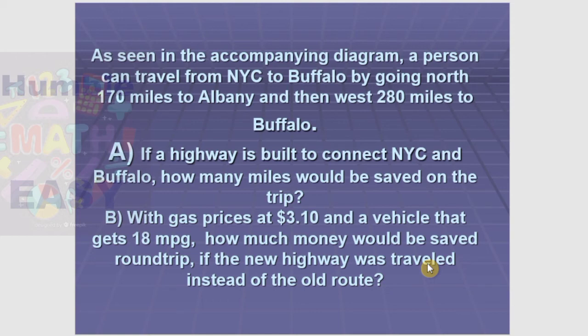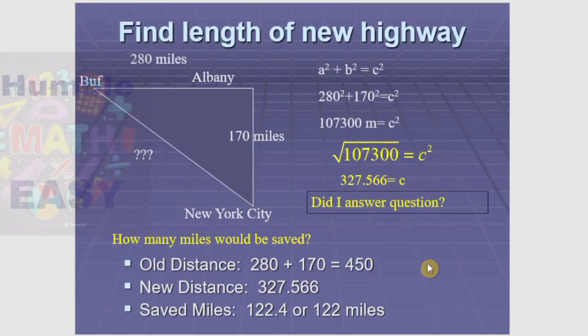If a highway is built to connect New York City and Buffalo, how many miles would be saved on the trip? B. With gas prices at $3.10 and a vehicle that gets 18 miles per gallon, how much money would be saved on a round trip if a new highway was traveled instead of the old route?